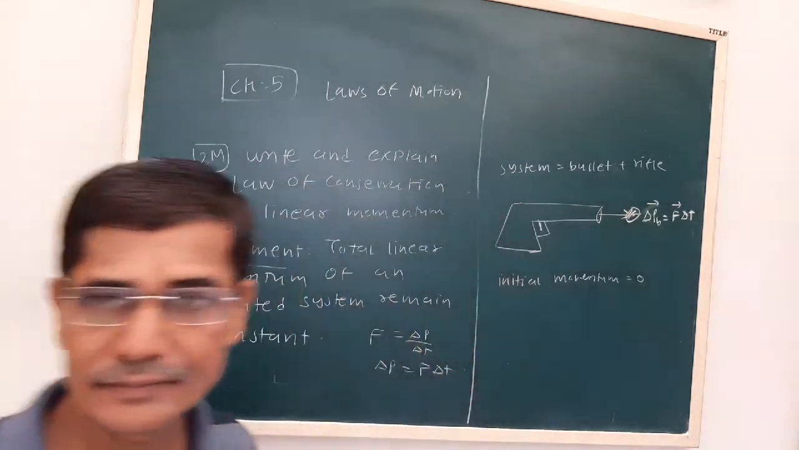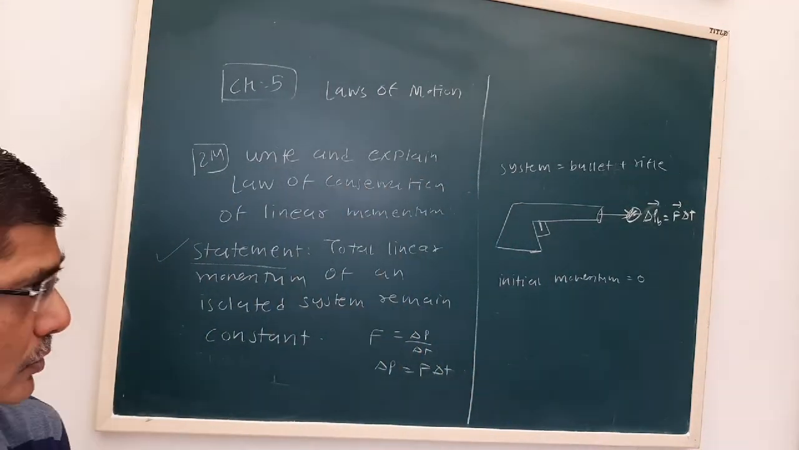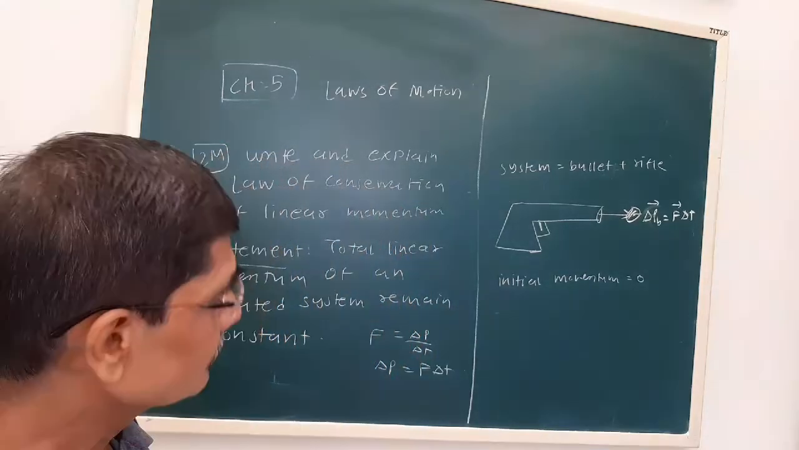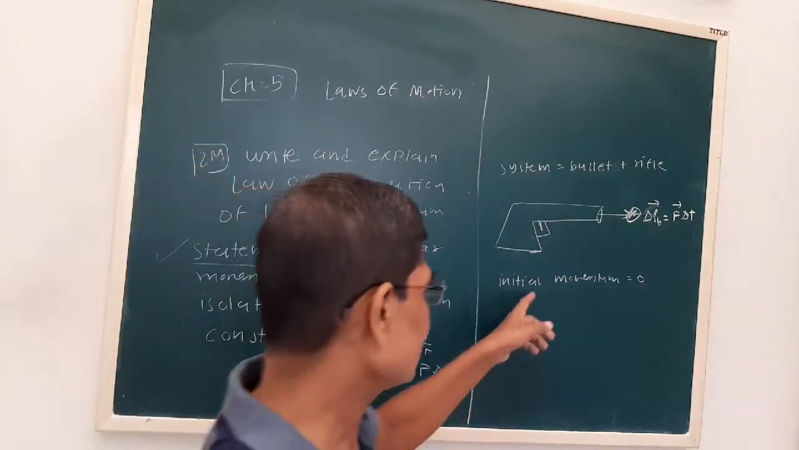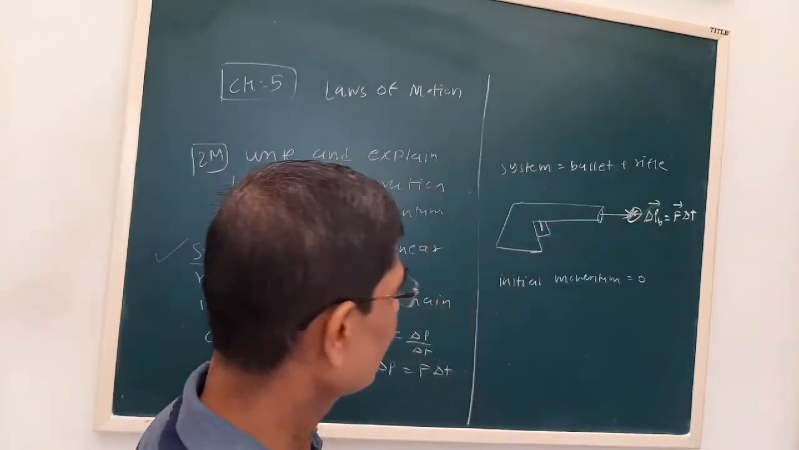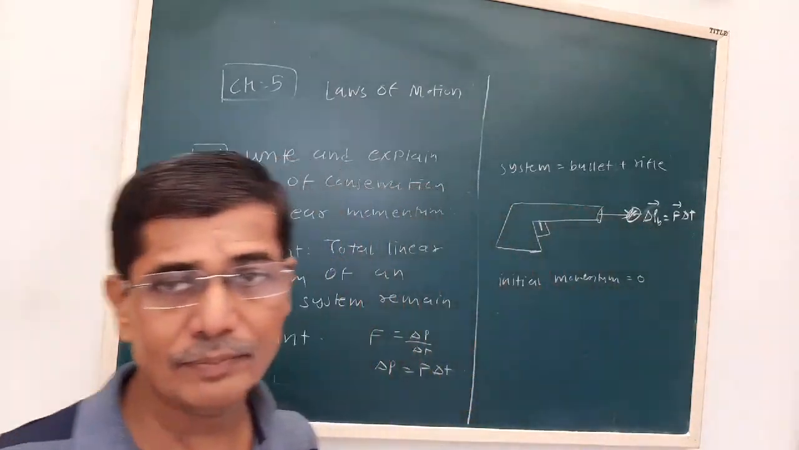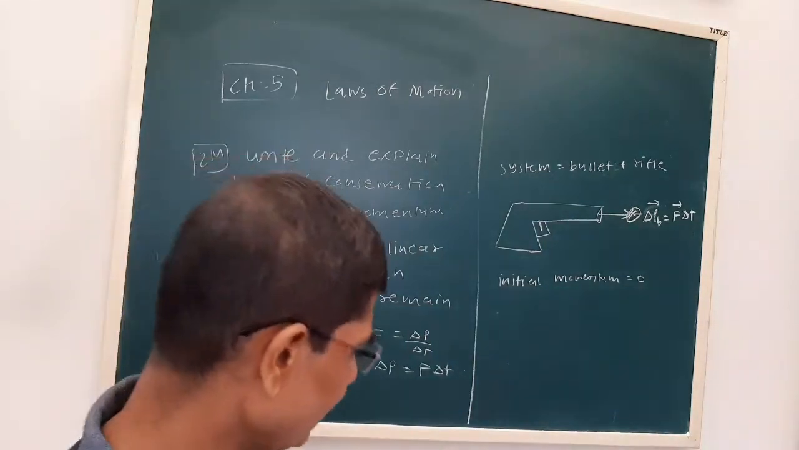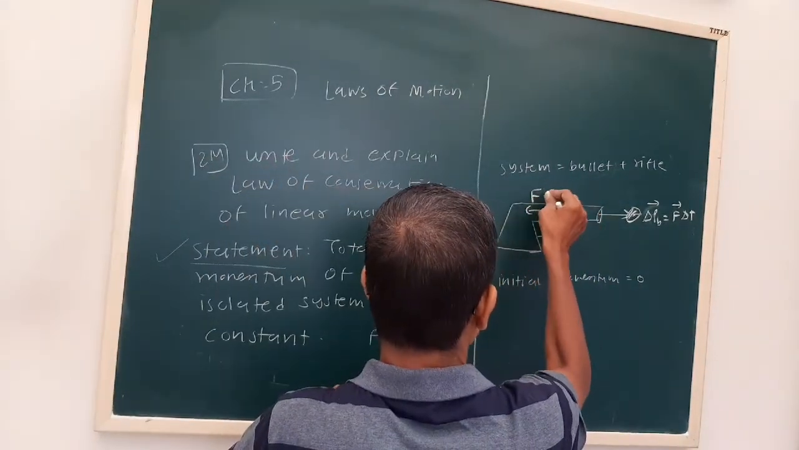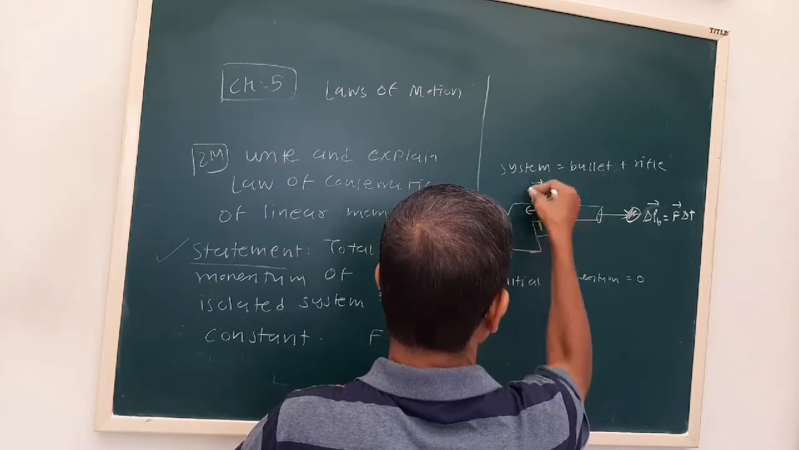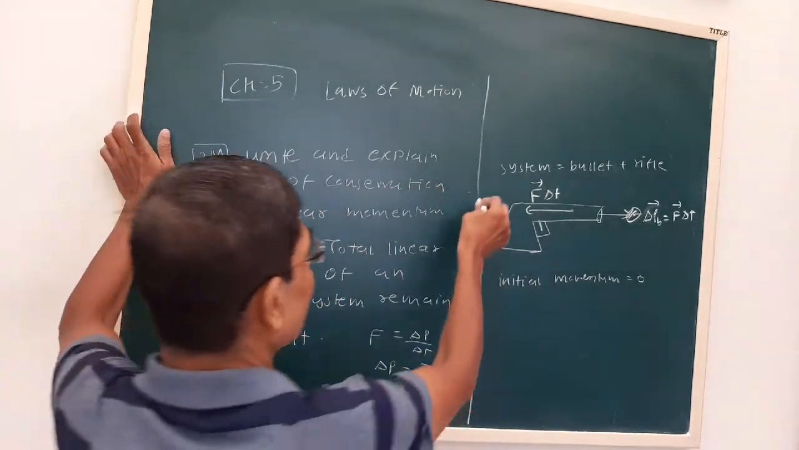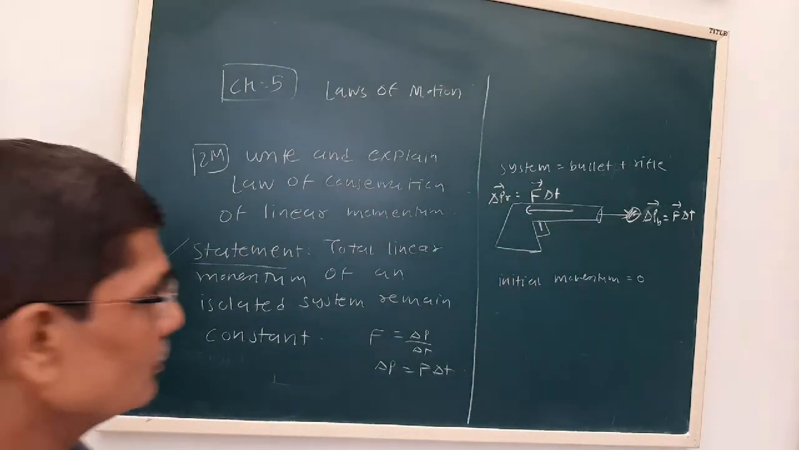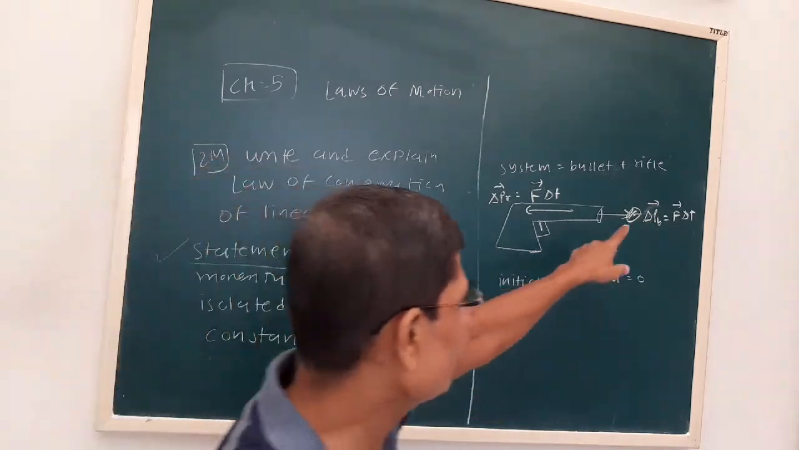Here we will take help of the third law also. The reaction is called the recoil of the rifle. Initial momentum is 0. Now the bullet is fired, so the change in momentum of the bullet is delta PB, where B stands for bullet, that is F into delta T. Now for the rifle, F delta T will be equal to delta PR. Now see, delta PB plus delta PR.